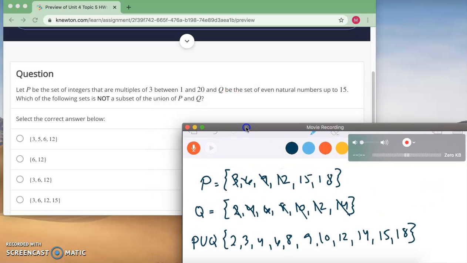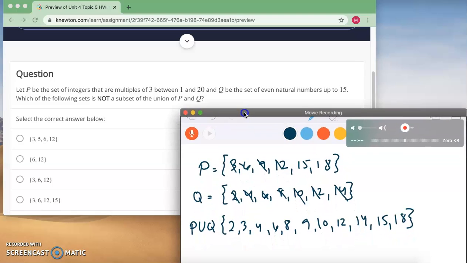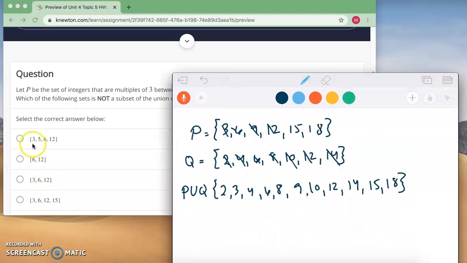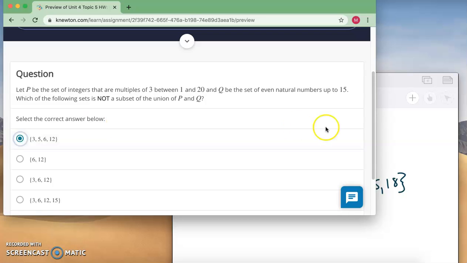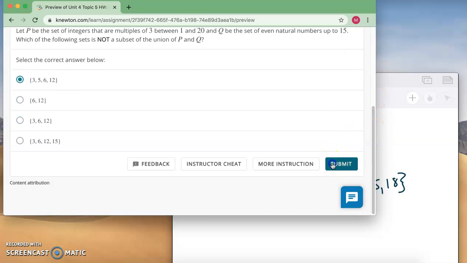So now it says, which of the following sets is not a subset of the union of P and Q? So we're looking for which of these options is not a subset. I'm telling you right now, I can see it right off the bat. There's a 5 in that first option. There's no 5 in here, so it cannot be a subset. You can see 3, 6, and 12 are all in there. 3, 6, 12, 15 are in there. So these clearly are all subsets, while this is not. So let's click that one and check our answer.